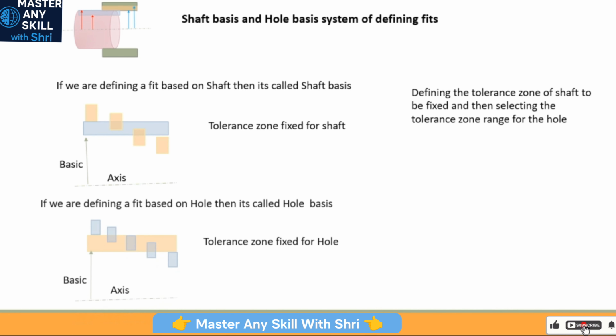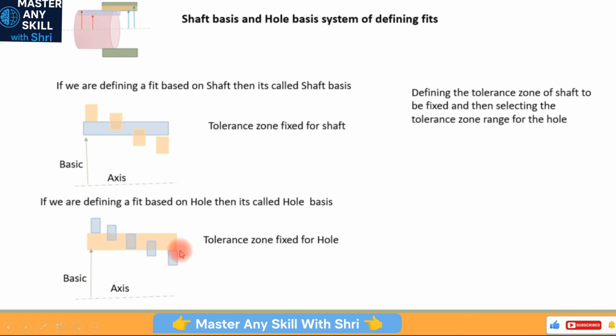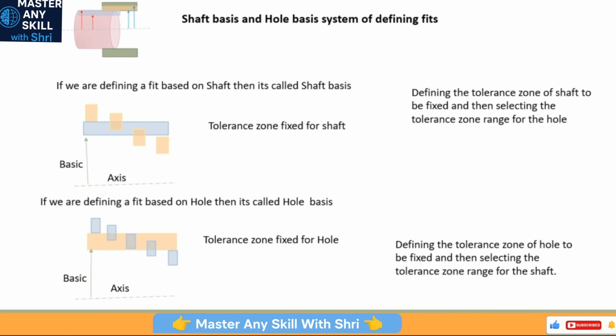And if we are doing this the other way around, that is, if we are defining the tolerance zone of the hole to be fixed, this is the tolerance zone of the hole in orange color, it is fixed with respect to a basic, and the axis of the hole is shown over here. So the tolerance zone size is known, and that is fixed for the hole, and then we select the fit based on the tolerance zone of the shaft. In this case, this will be an interference fit, this will be a clearance fit, and in between these will be transition fits. So defining the tolerance zone of the hole to be fixed and then selecting the tolerance zone range for the shaft, whatever the fit may be, is called the hole basis of defining fits.